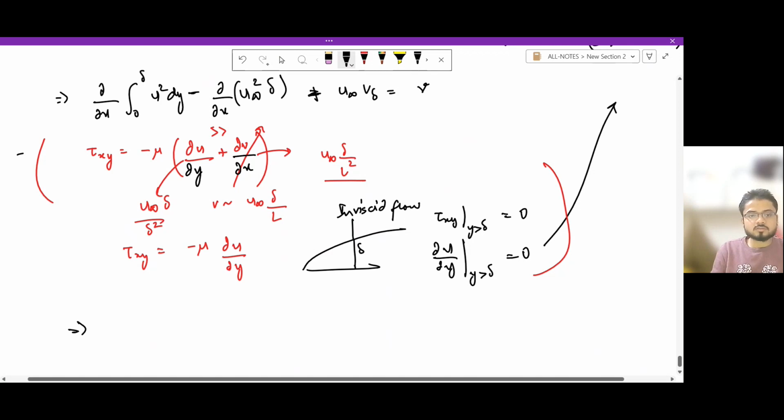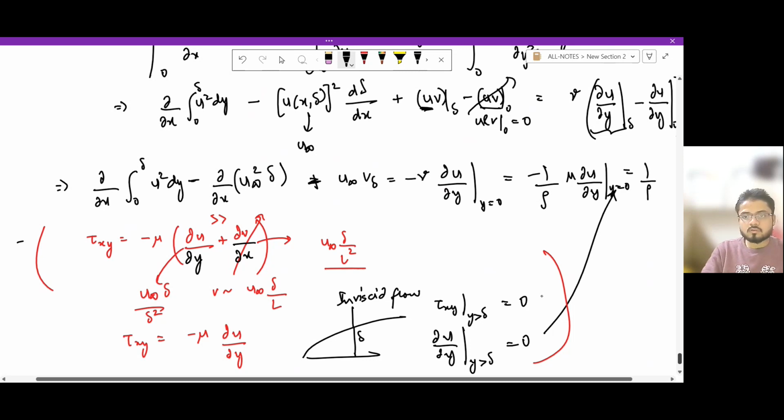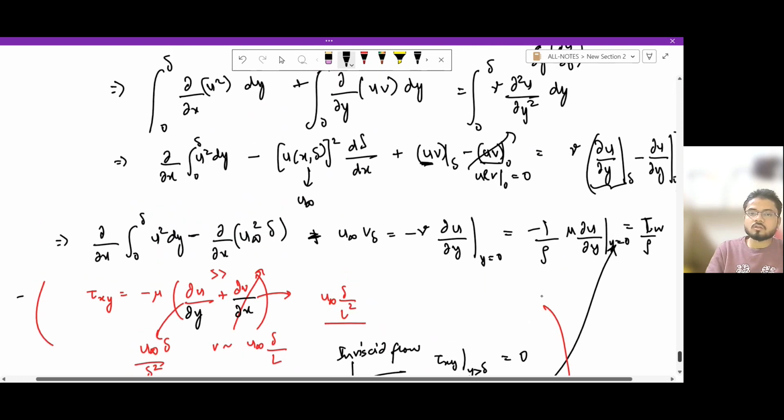So effectively, the equation becomes nu times minus del u over del y at y equals 0. And this is minus 1 over rho times mu del u over del y at y equals 0. And this is 1 over rho tau wall. Let's call this tau wall at the moment, the xy shear stress at the wall.